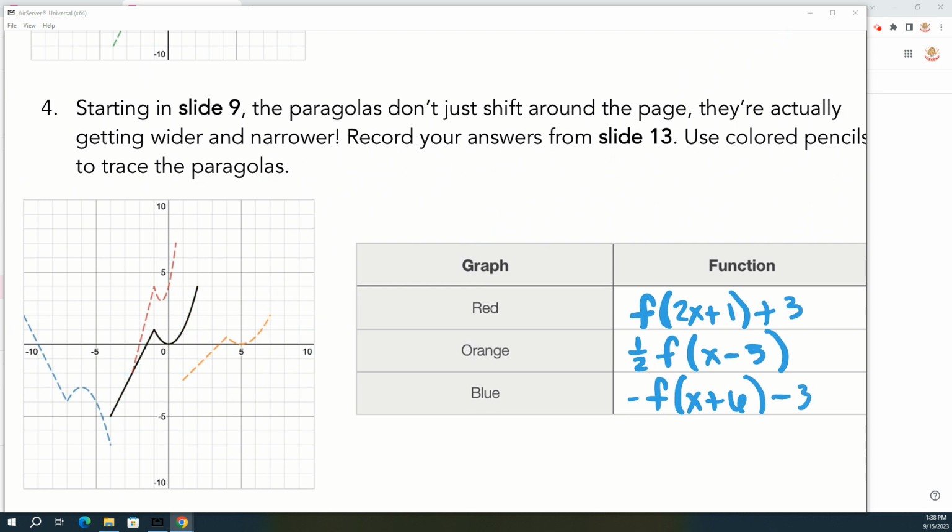Now I like this activity because you can see, as you do one transformation, you can see what happens. So then it helps you get the next one.